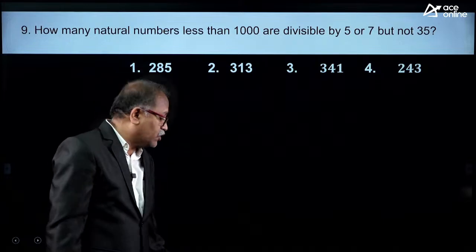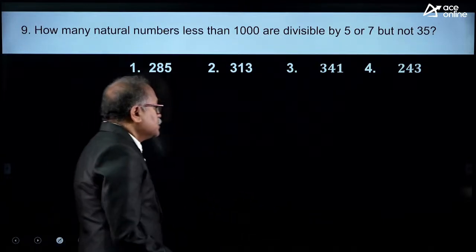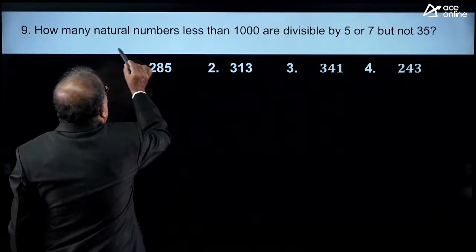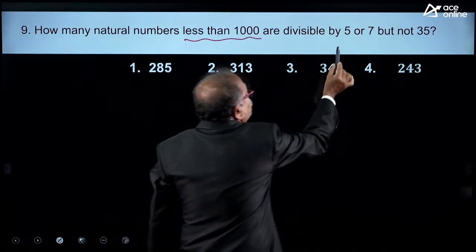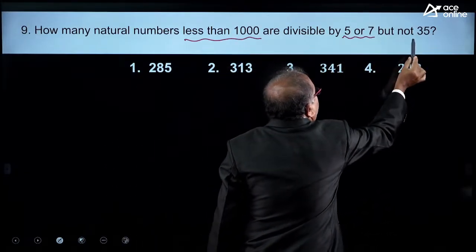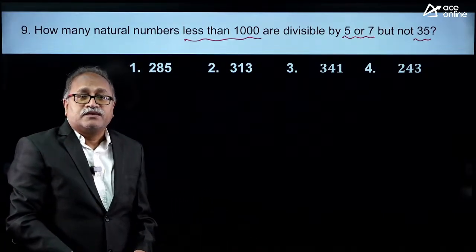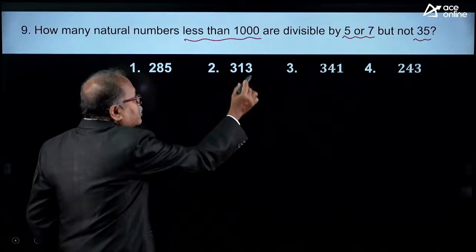Your next question is on the board. Come on. Answer this question. How many natural numbers less than 1000 are divisible by 5 or 7 but not 35? Come on, my dear friends. Here you must be knowing this is a very common question.